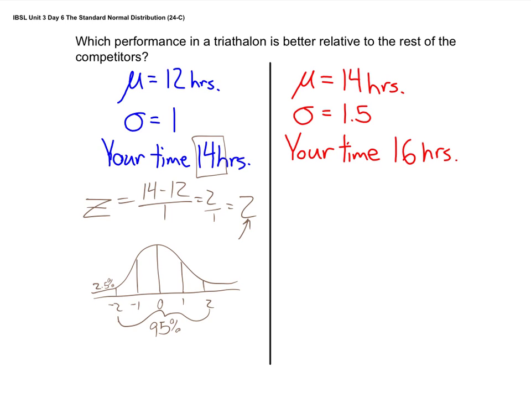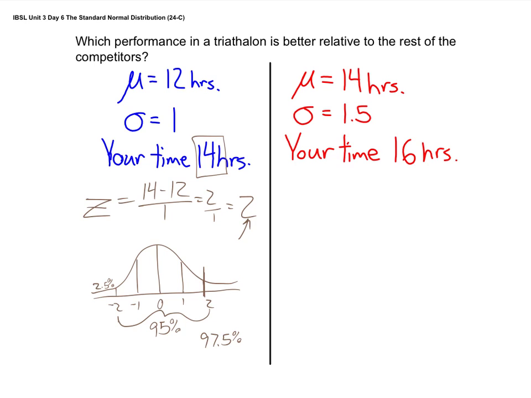Now, if you finish, you're doing great in my book, but compared to the rest of the field, okay, you were in the 97.5 percentile, okay? Meaning, 97.5% of the other people finished faster than you.